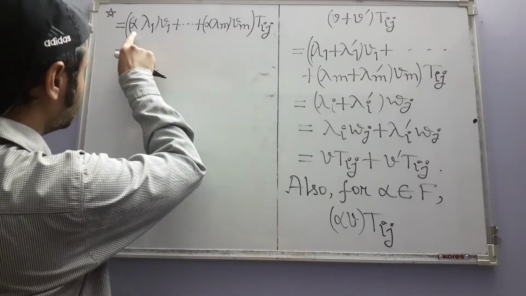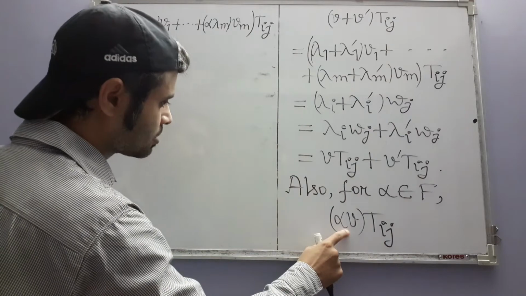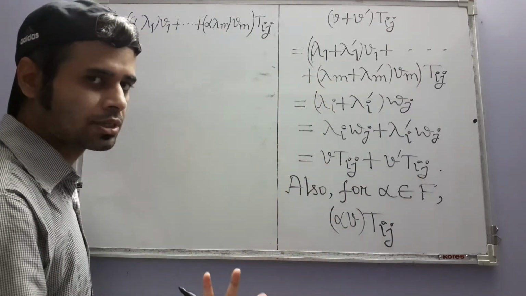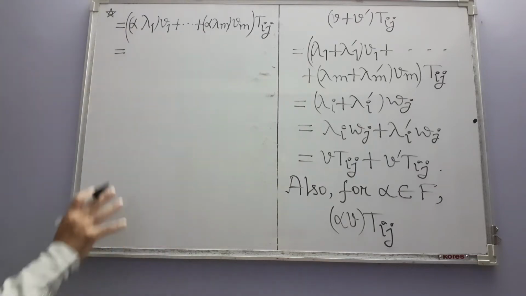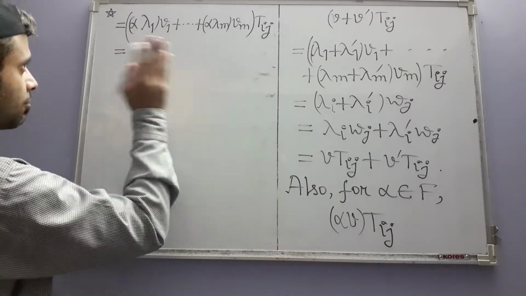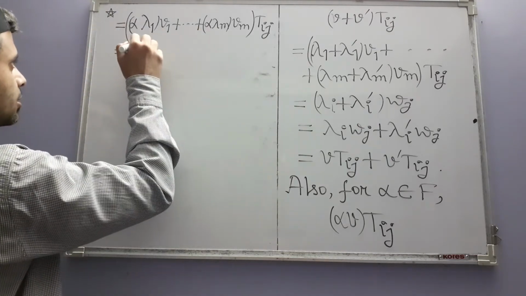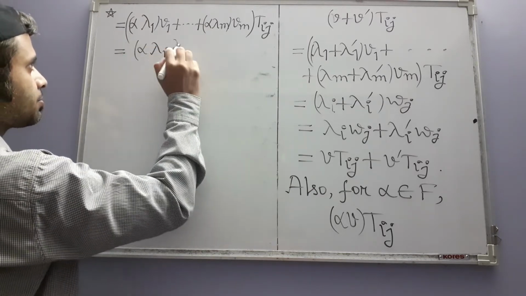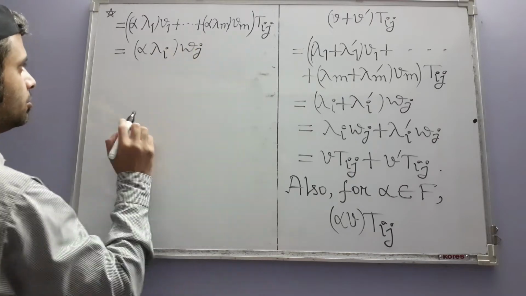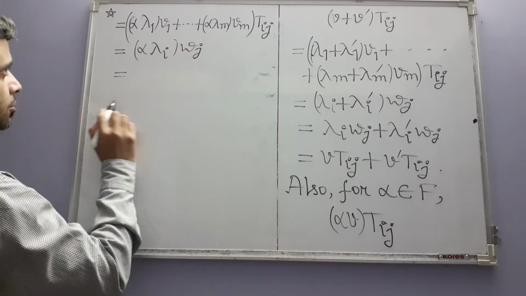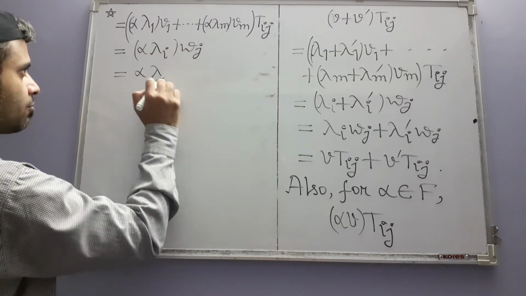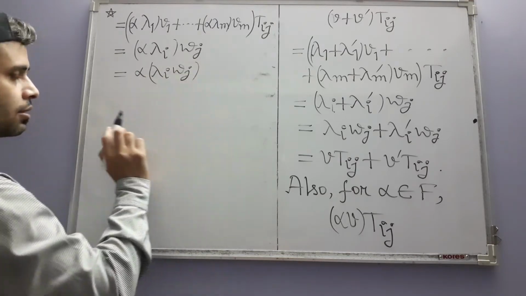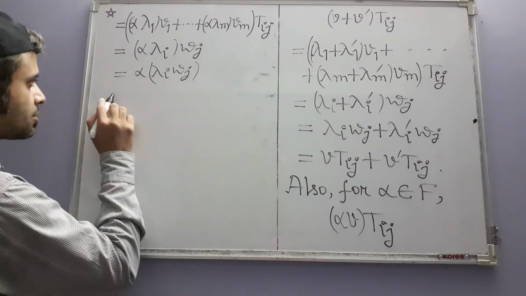To get this expression from this, of course, we had to use some vector space axioms. Okay, you understand what we did here. Now again, applying the definition of this function, we get alpha lambda I wj, and this of course equals alpha times lambda I wj, which is one of the axioms in the space W.